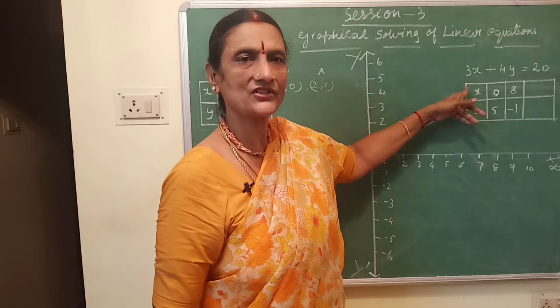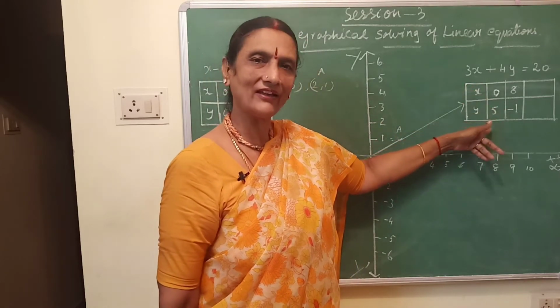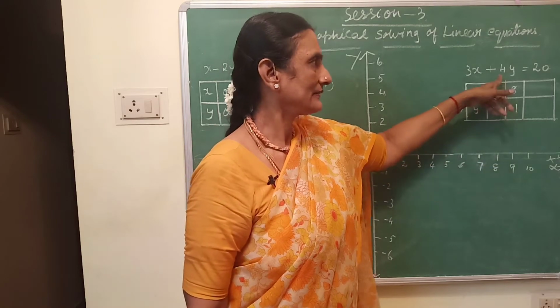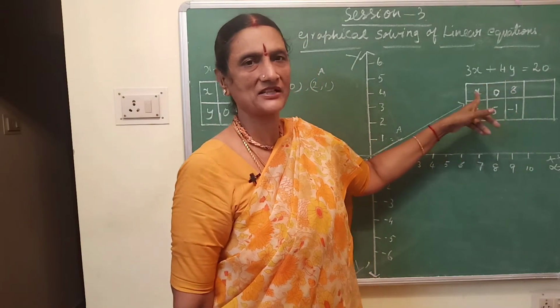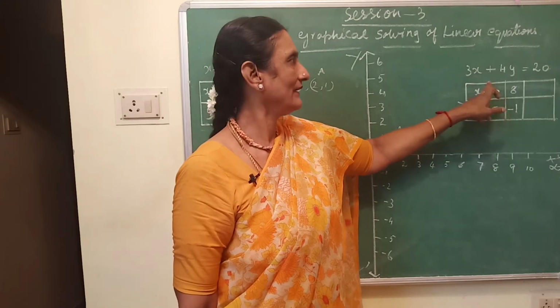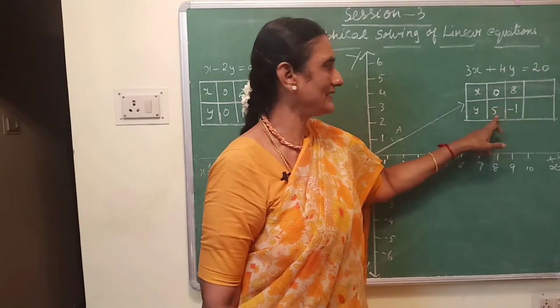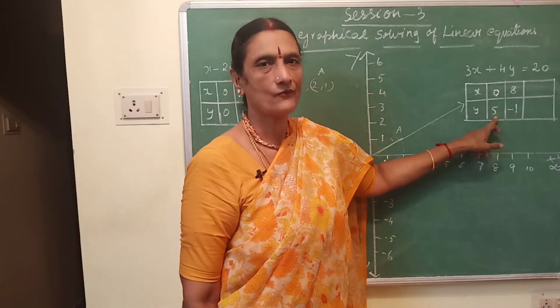For the second equation also, you can assign some values for x and get the corresponding value of y. Assign some value of y, and we get the corresponding value for x. I have assigned a value 0 for x. Therefore, the corresponding equation is 4y is equal to 20, and the corresponding value of y is 5.